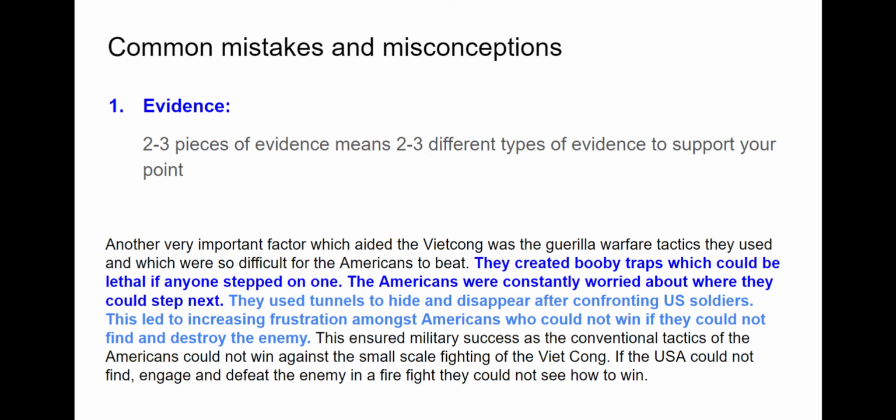Notably, I've got two different types of blue. So the idea is I've got two different types of evidence, both of them talking about guerrilla warfare, but in different ways. If you look at the first one, we've got a little bit about booby traps, and the second one is about tunnels. And both of them look at how they make it so difficult for the Americans to win, and therefore for the Viet Cong to be successful. If you'd just written down 3 types of booby traps, I don't think that would count as 3 pieces of evidence. You've got to look for 2 different sorts of examples.